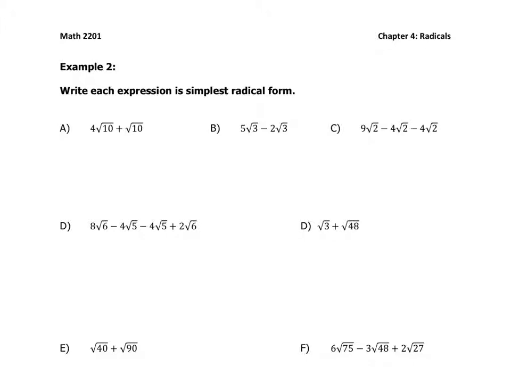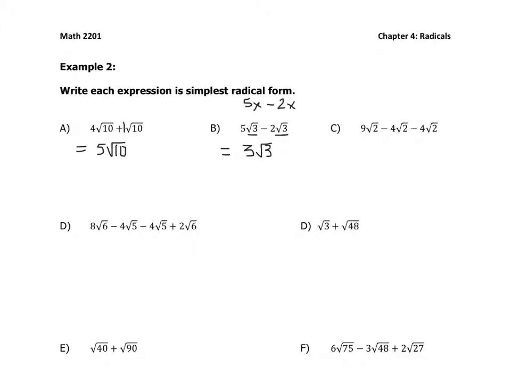Alright, so we're going to use our rules now to write each expression below in simplest radical form. For the first one, we've got 4 root 10 and root 10, which is understood to be a 1 root 10. So that means you've got 4 plus 1, or 5 root 10s. The next one, again, these are both like radicals, root 3s. So 5 root 3, take away 2 root 3 is like saying 5 take away 2, or 3 root 3s. It'd be like adding 5x minus 2x, right?